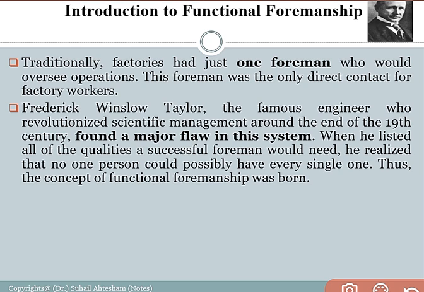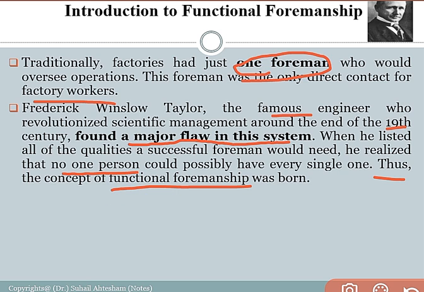In the 19th century, Frederick Winslow Taylor, a famous engineer who later became known as the father of scientific management, found a major flaw in this system of only one supervisor for many workers in the organization. When he listed all the qualities a successful foreman would need, he realized that no one person could be capable of handling every kind of work in the organization. Thus the concept of functional foremanship was born.